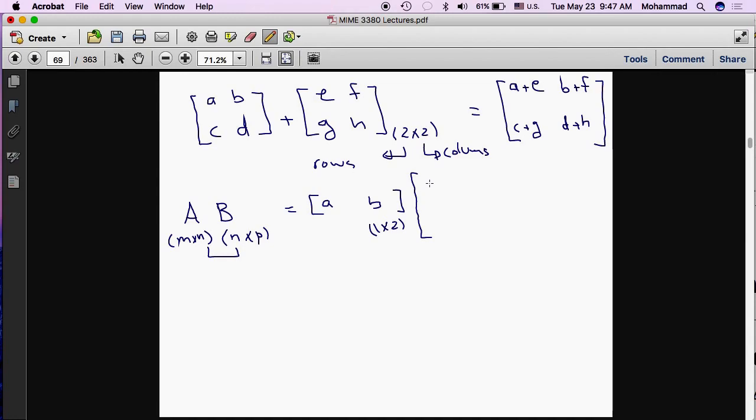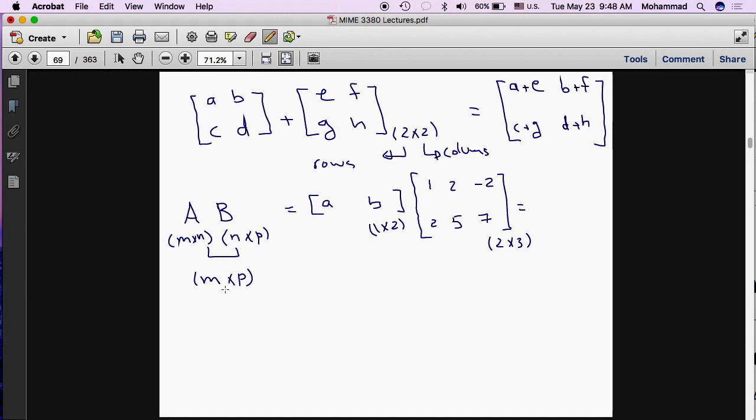1, 2, 2, 5, minus 2, 7. So this is 2 by 3. Now, what is the dimension of the resulting matrix? We are multiplying a 1 by 2 by a 2 by 3. The dimension of the resulting matrix would come from the outer 2 indices. So the resulting matrix would be M by P.